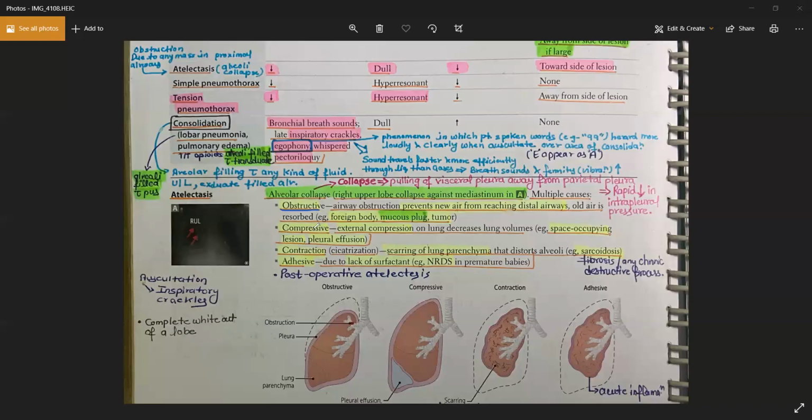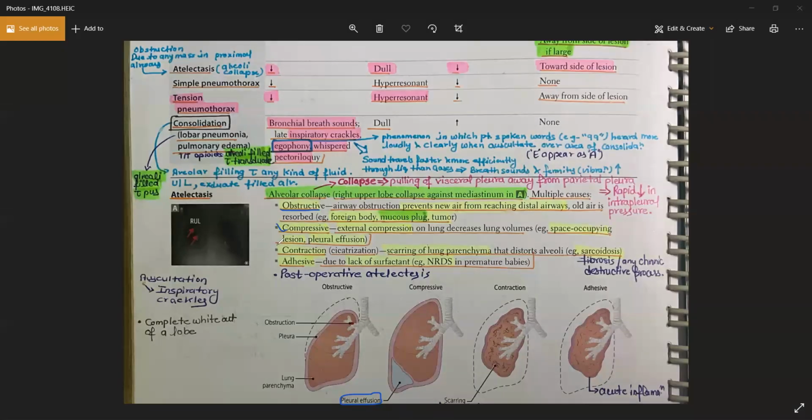Second thing is the compressive type. Whenever an external force is compressing the lungs, it could be due to pleural effusion, for example. It could be due to a mesothelioma. I told you, whenever you have some kind of a mass over your lungs, it will compress them. Any kind of a space occupying lesion can do that. So these are all the causes for the compressive type of atelectasis.